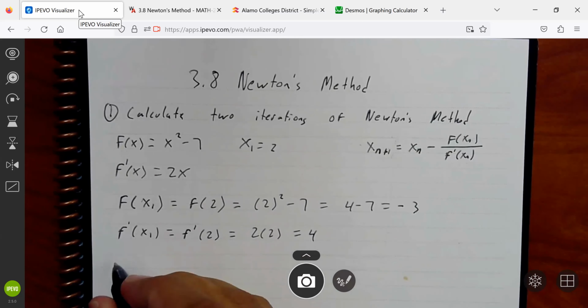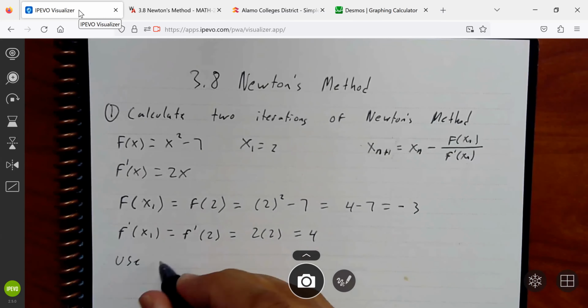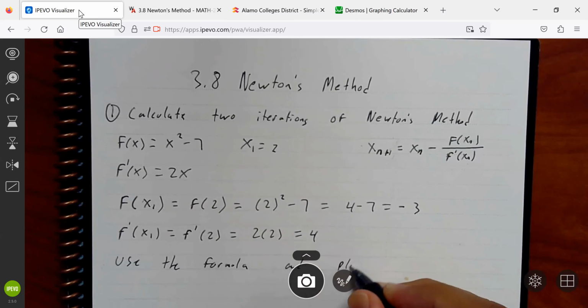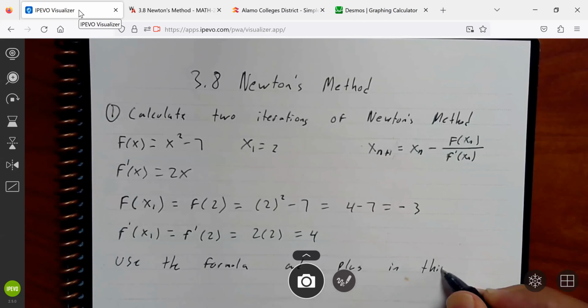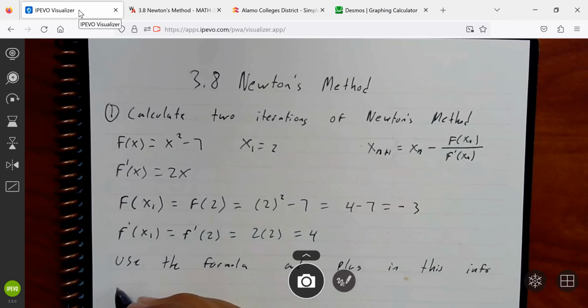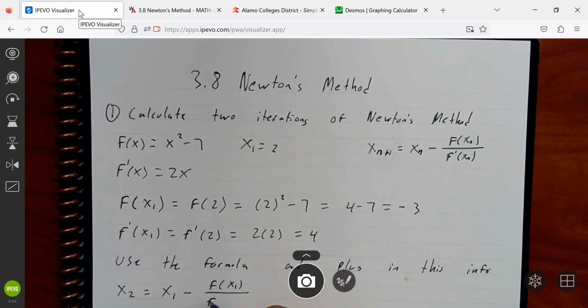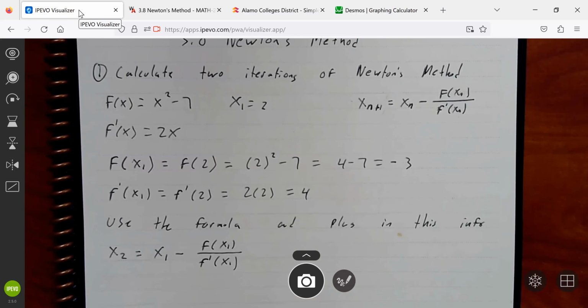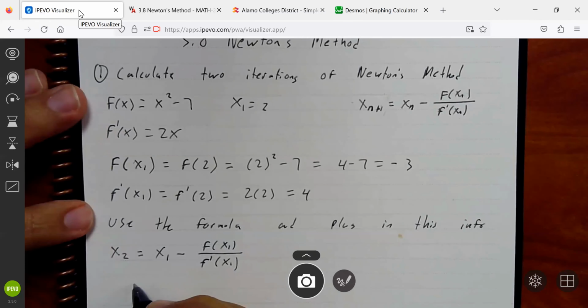So that means that, at this point, use the formula and plug in this info. So now x2 would equal x1 minus the function at x1 divided by the derivative at x1. Does that make sense? So just plug it in, that's it.